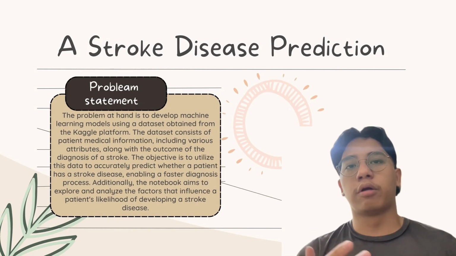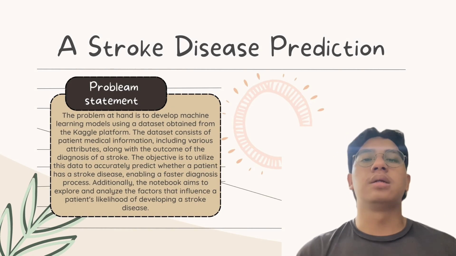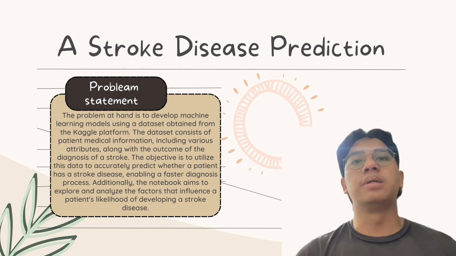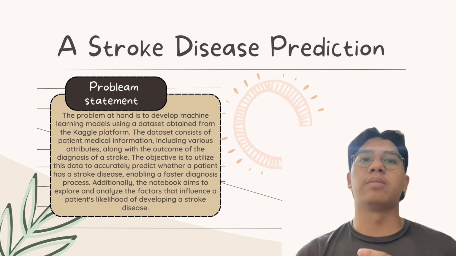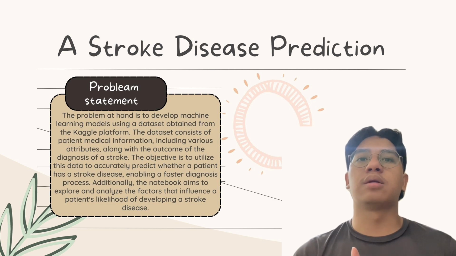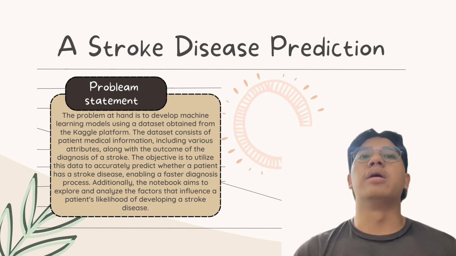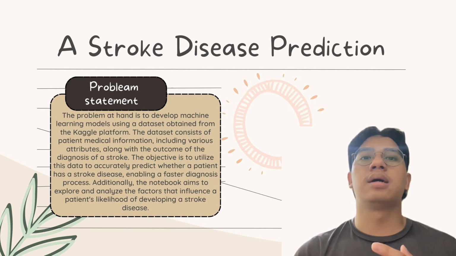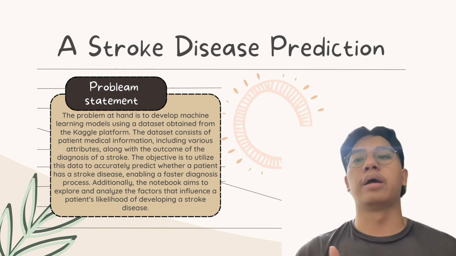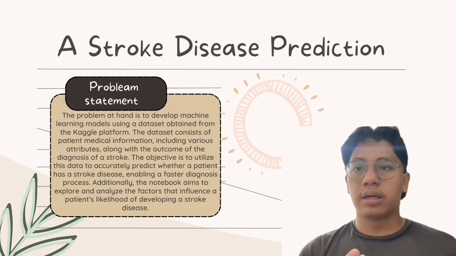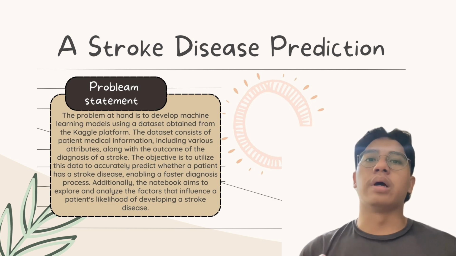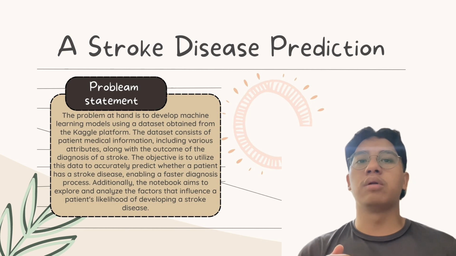This presentation will also go into more depth about the factors that affect the patient's likelihood of developing a stroke disease. Next, for the problem statement of this presentation, the problem at hand is to develop machine learning models using a dataset obtained from the Kaggle platform. This dataset consists of patient medical information, including various attributes, along with the outcome of the diagnosis of a stroke. The objective is to utilize this data to accurately predict whether a patient has a stroke disease, enabling a faster diagnosis process. Additionally, this presentation aims to explore and analyze the factors that influence a patient's likelihood of developing a stroke disease.